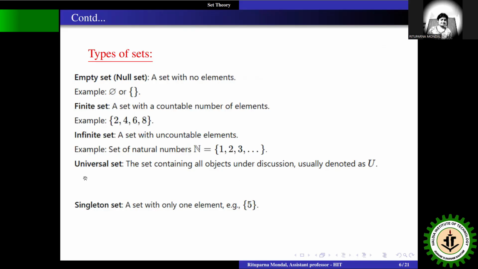And the next one is the universal set. Universal set means the set containing all objects under discussion. Usually, we denote the universal set as capital U. Now, a singleton set contains only one element. A set containing only one element, that is, here we have taken the set {5}. So, this is a singleton set.